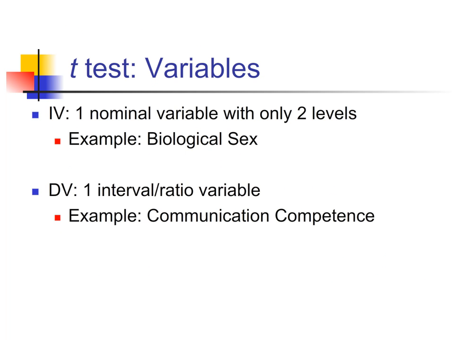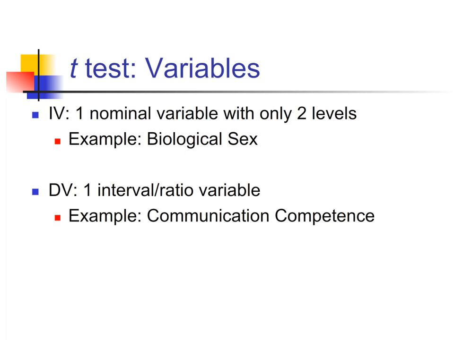In a t-test, however, we have an independent variable that's nominal with two levels. So biological sex, you're either male or female. We couldn't do gender because people self-identify their gender differently. We could have male, female, transgendered, androgynous, any number of things. So only two options in the independent variable, only two categories. The dependent variable is going to be an interval ratio.